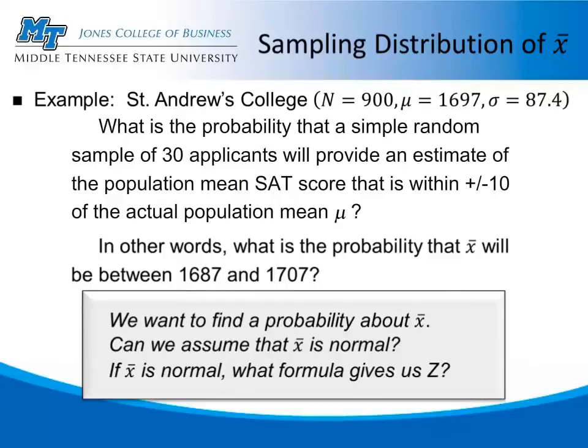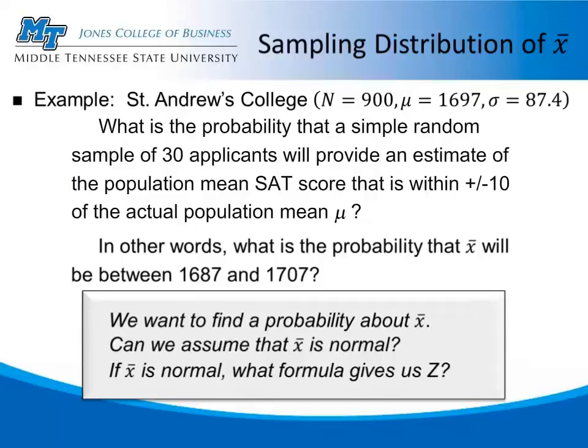Now St. Andrews College, we want to figure out what the probability is that a simple random sample of 30 applicants will give us an estimate of the population mean SAT score within plus or minus 10 points of the actual mean. So we're assuming in this case that we know what the mean is, and we want to see, well, what's the relationship between the sample values and that population mean?